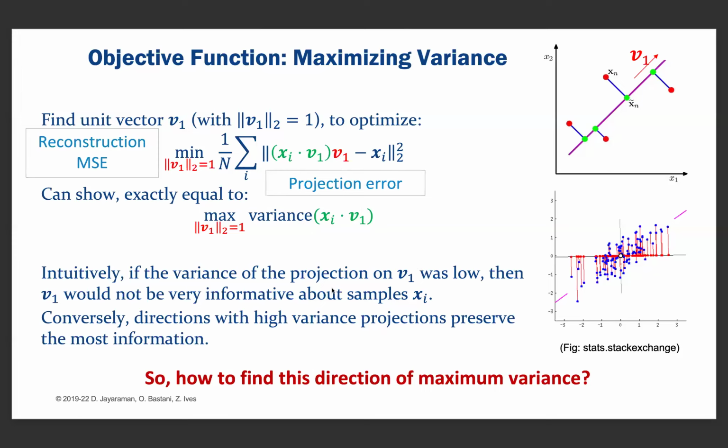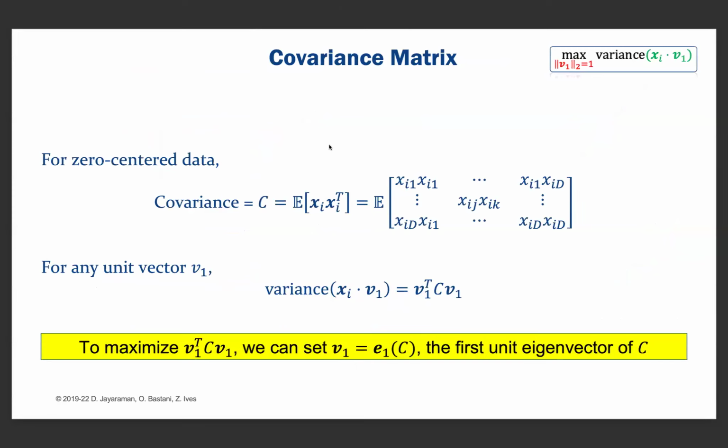So intuitively, if the variance of the projection is low, then V should not be very informative. Okay, so how can we find the direction which maximizes the variance? What is the variance? How can we get the variance of our data? We need to build what is called the covariance matrix of all our data. And for any vector V, the variance will be a product like this.